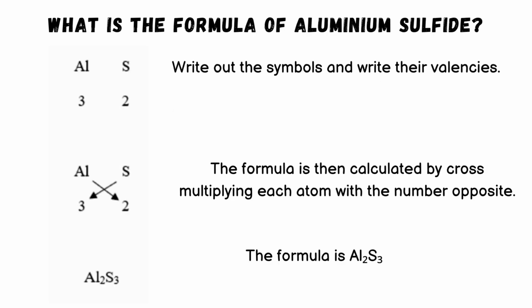How to write the formula of aluminium sulfide? First, write out the symbols and write their valencies, Al and S. The formula is then calculated by cross-multiplying each atom with the number opposite. Therefore, the formula is Al2S3.